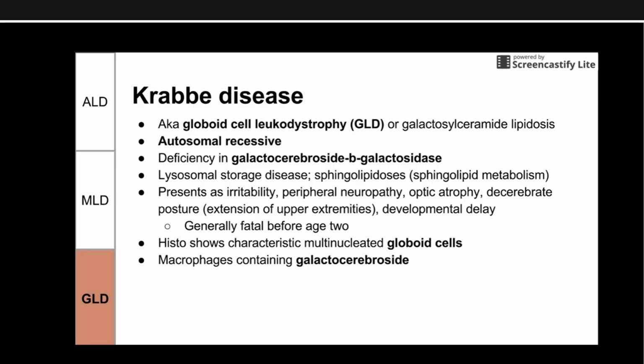Now, last one is called Krabbe disease. Again, this is also a lysosomal storage disease, right? It's also called globoid cell leukodystrophy, and what you have here is a deficiency of galactocerebrosidase, right? That's the deficiency. But galactocerebrosides are accumulating. They not only accumulate within the CNS, they accumulate within the peripheral nervous system too. Okay, so peripheral neuropathy, optic atrophy, and just developmental delay in general.